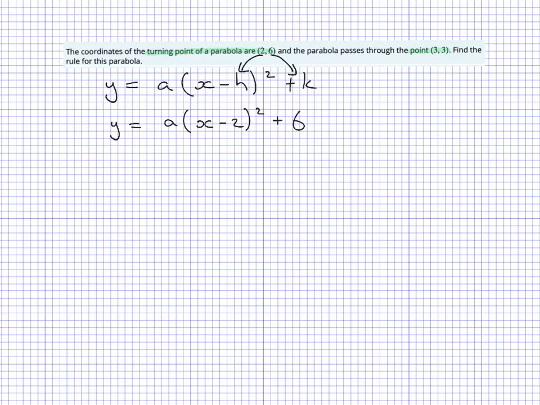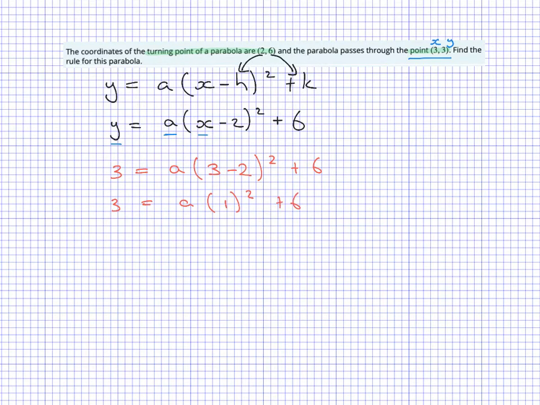Now you might notice we don't know the a value yet, and that's where this second point comes in. So I'm just going to substitute the x and y from the point in place of x and y in the equation to find out what the a value should be. They're both 3, which makes it quite straightforward. Just substitute it in, and then simplify all the way through until you get a equals something.